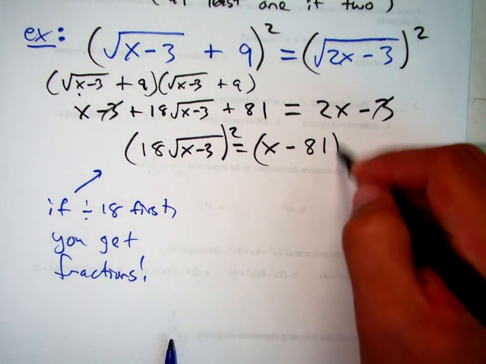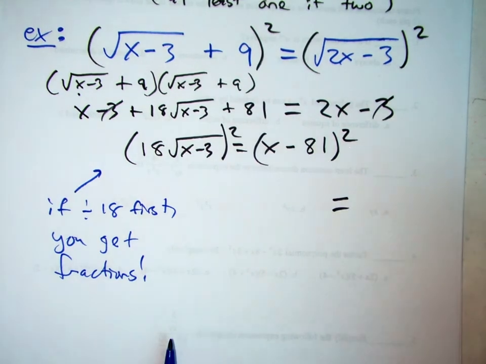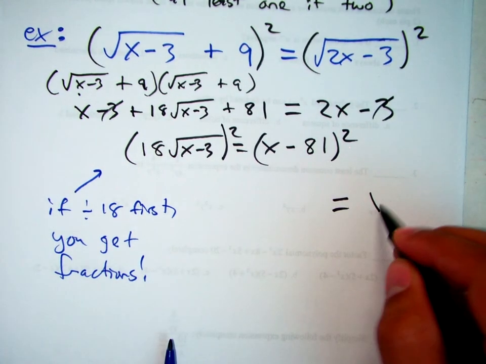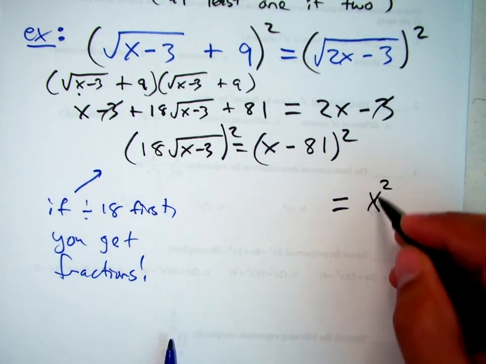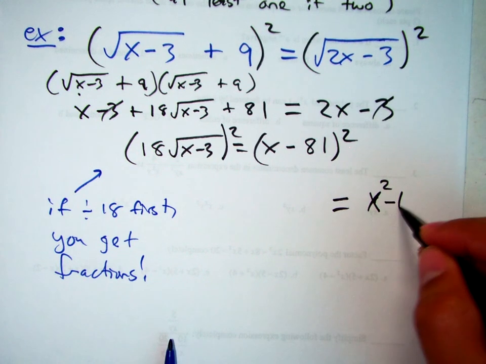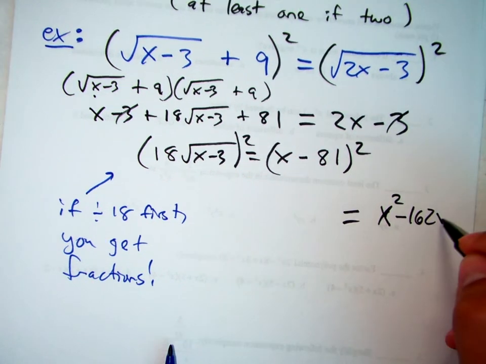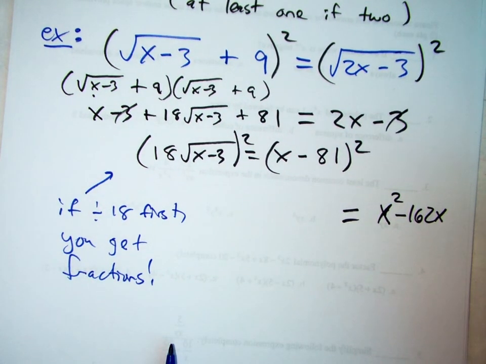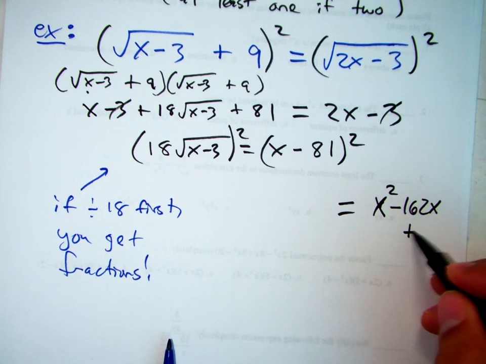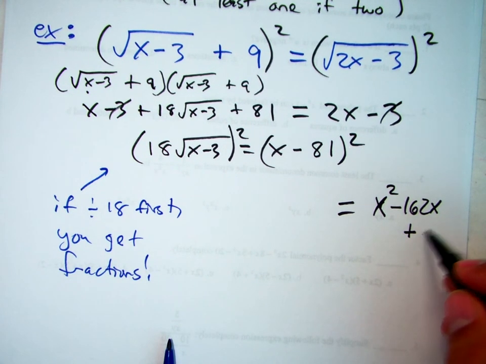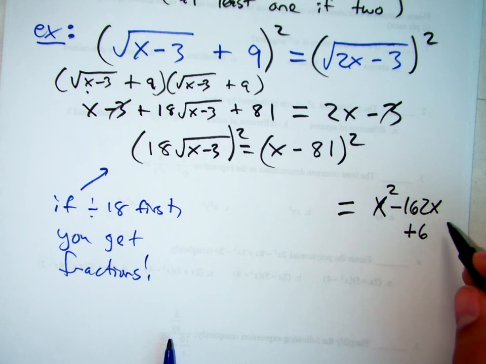What do I get on the right? X squared plus 162x, and then 81 times 81. Someone help me out. 324? 81 times 81 should be bigger. What is it? 6,561. Good. 6561? Yes. Okay.